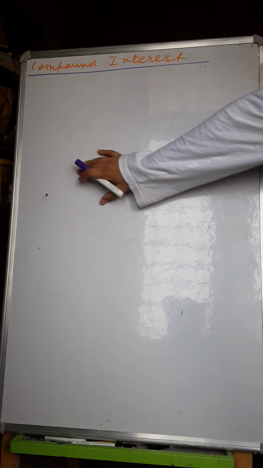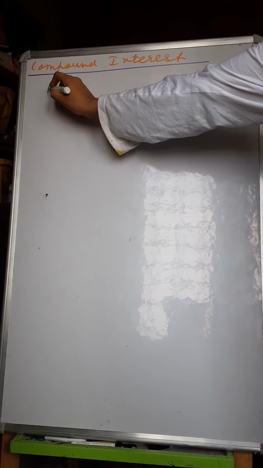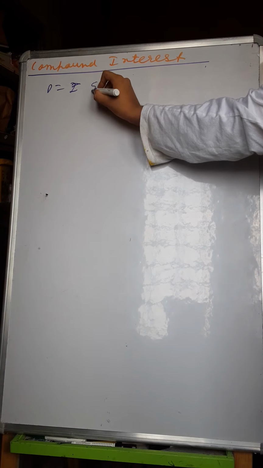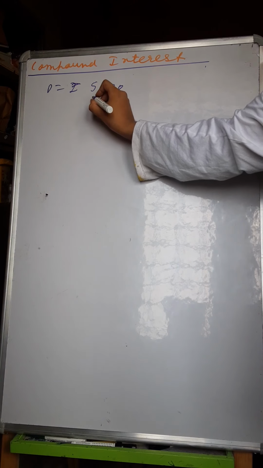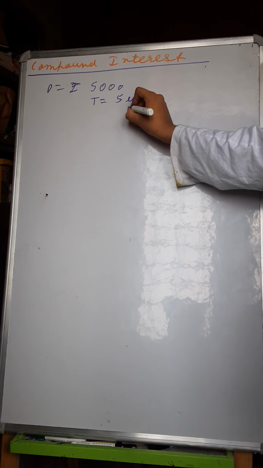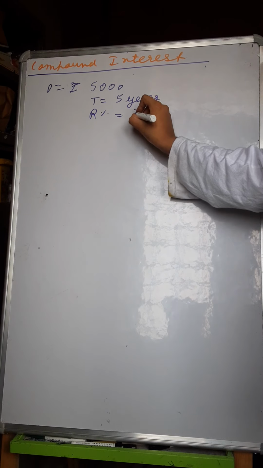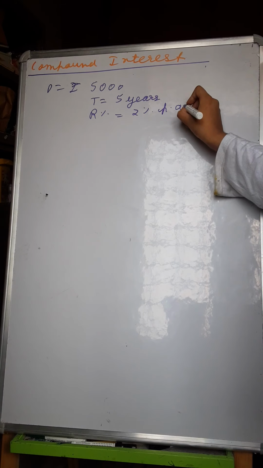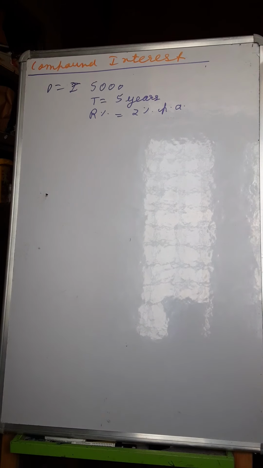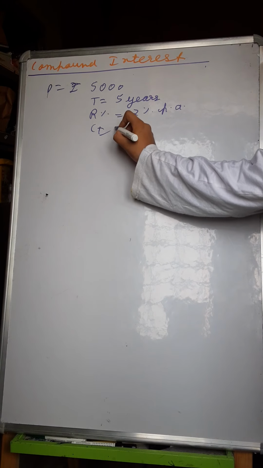Now let's understand compound interest. First, let's take an example: you have a principal of rupees 5,000 and a time period of, for example, 5 years, and say your rate percent is 2% per annum. Or wait a minute, actually, let me first recall what we do if we want to calculate the compound interest.